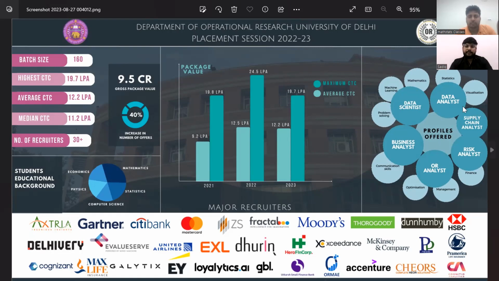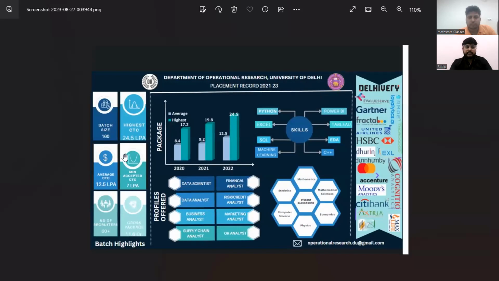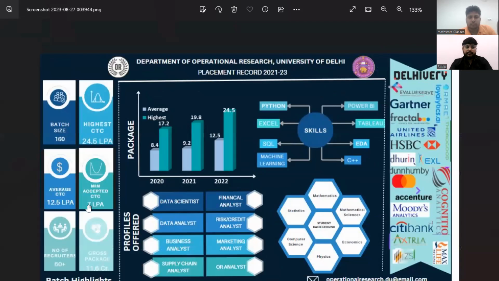And you can look at the profiles. Profiles are also in demand in today's market. So this is the placement report of the 2023 batch. Now this is the placement report of the 2022 batch. You can also see the average package is around 12.5 lakh, the minimum is 7 lakh, and the number of recruiters is 60 plus. And you can also see the prominent recruiters that came and recruited students from the Department of OR, and the profiles are the same: data analyst, data scientist.